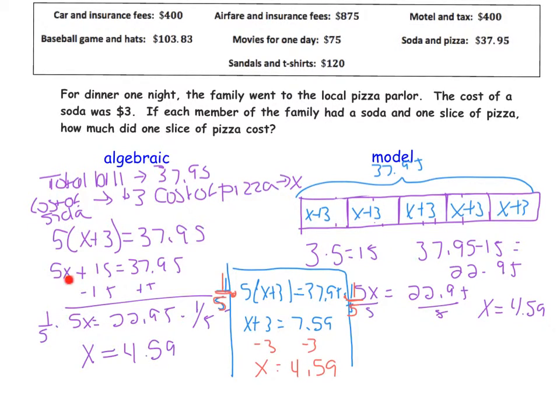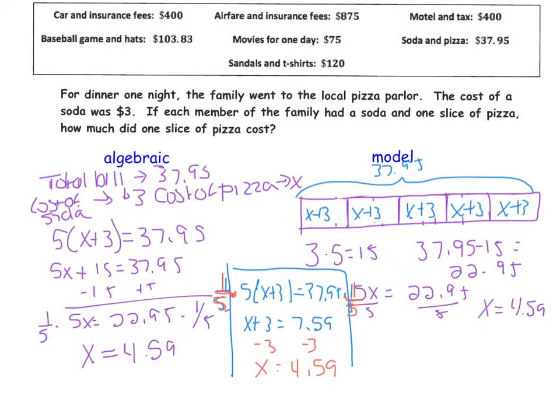So there was 5 slices of pizza and $15 worth of soda, and then we use the additive inverse to get to 0. So 15 minus 15 gets us to 0, and if we subtract 15 on one side, we have to subtract it on the other. That leaves us with 5x equals $22.95, or 5 slices of pizza equal $22.95.